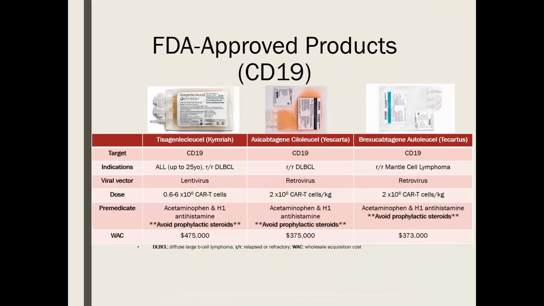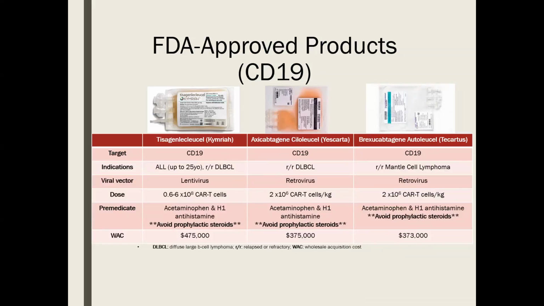The CD19 approved products, I have a graphical depiction here on the slide. You have on the left-hand side Tisagenlecleucel, brand name is Kymriah. You have Axicabtagene Ciloleucel, or brand name Yescarta. And you have Brexucabtagene Autoleucel, or Tecartus, as your three CD19-directed CAR T-cell products. You can see that they all differ in slight ways.